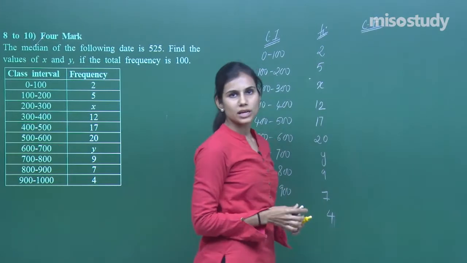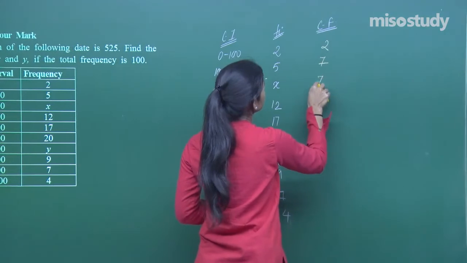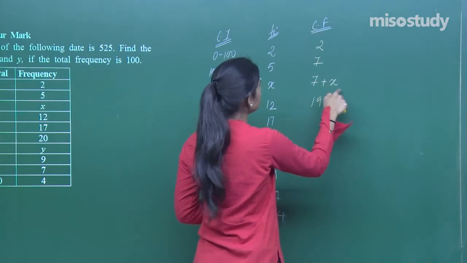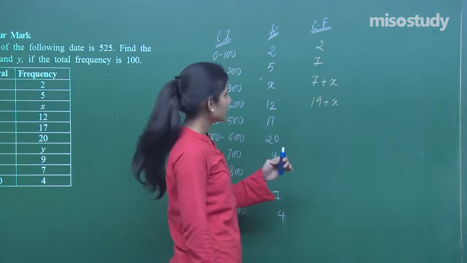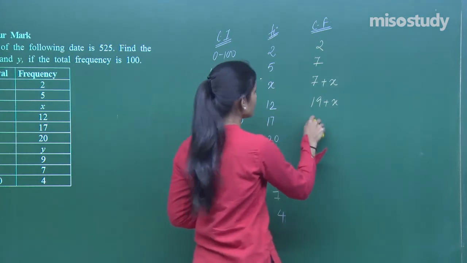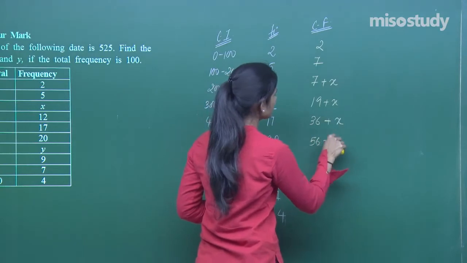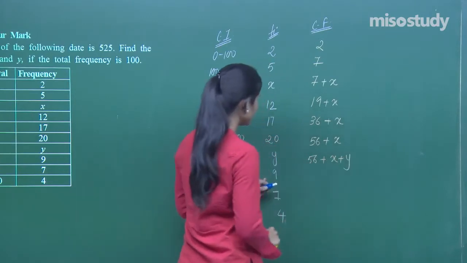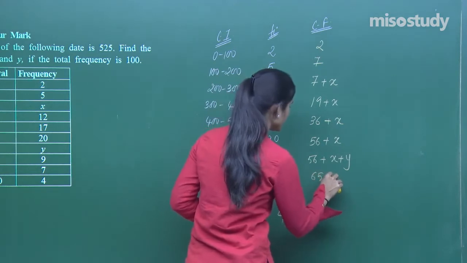And as I said, cumulative frequencies you need to now write. First would be just 2, then 2 plus 5, 7, then it is 7 plus x, then it is 19 plus x, because it is 7 plus x plus 12, which is 19 plus x, 19 plus x plus 17. This is 36 plus x. Why? Because 9 and 1 is 10, 10 and 6 is 16, so you get 36 plus x. 36 plus 20 is 56 plus x. This will be 56 plus x plus y. Then it is 9, 1, 10 and 5, 15. So you have 65 plus x plus y.